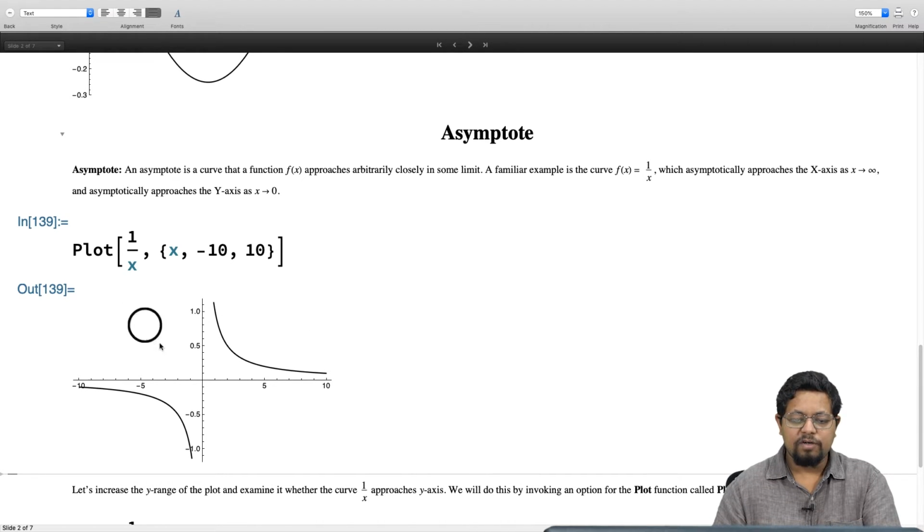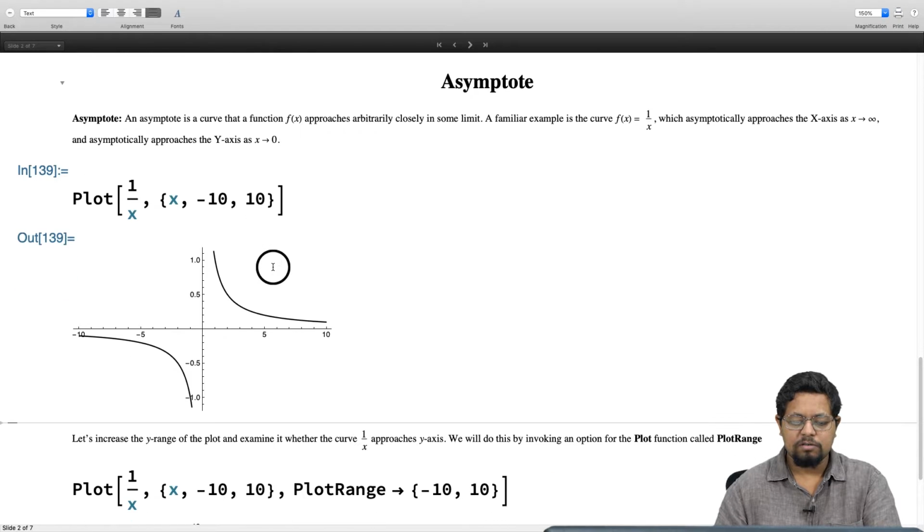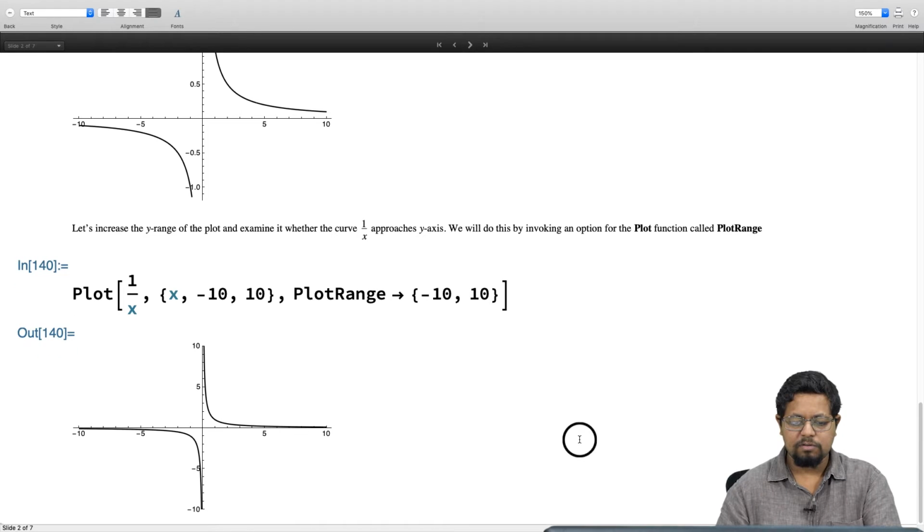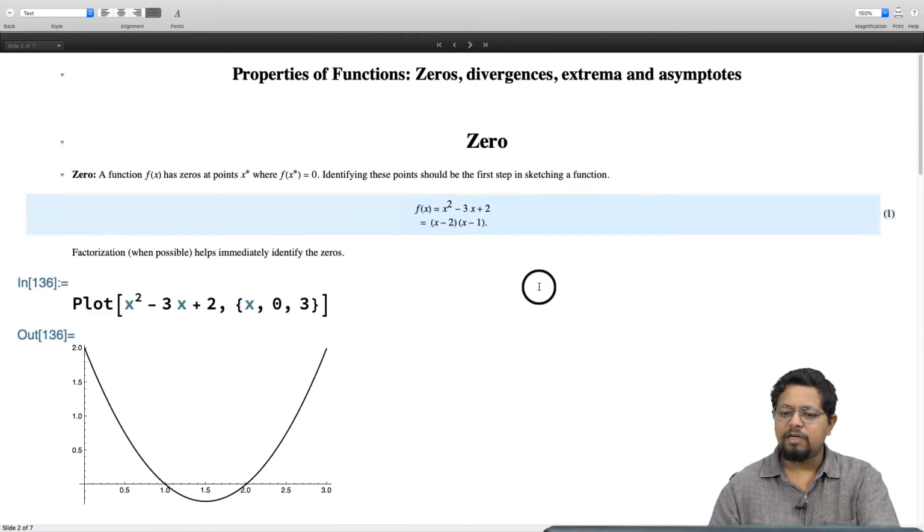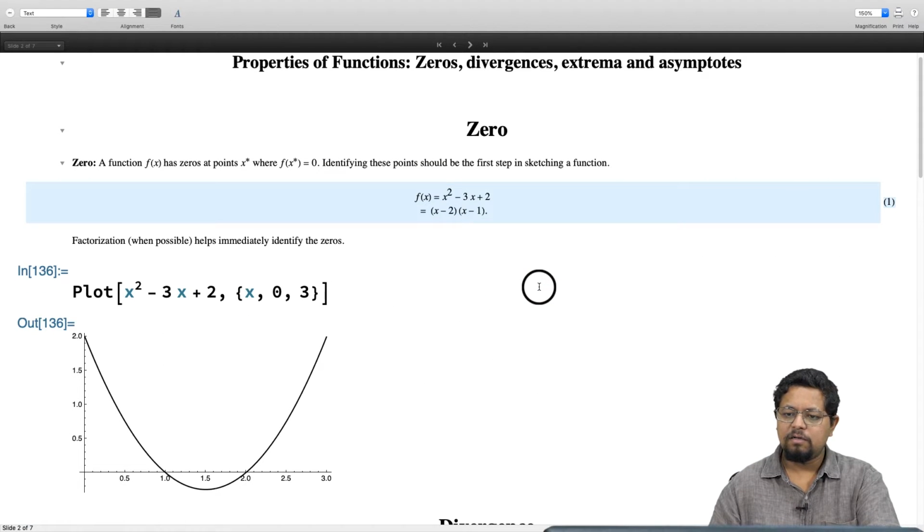We can further increase the range of this plot and see that they actually do become arbitrarily close, but they never actually meet. So the function f of x keeps on getting closer and closer to the y-axis, becomes arbitrarily close, but it never really intersects with it. So these were some of the salient properties of a function. We are going to study zeros, divergences, extremas, and asymptotes using some examples.